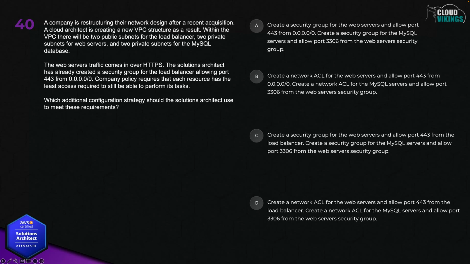C. Create a security group for the web servers that allow port 443 from the load balancer. Create a security group for the MySQL servers and allow port 3306 from the web servers security group. D. Create a network ACL for the web servers and allow port 443 from the load balancer. Create a network ACL for the MySQL servers and allow port 3306 from the web servers security group.